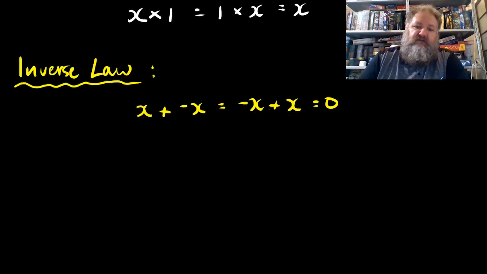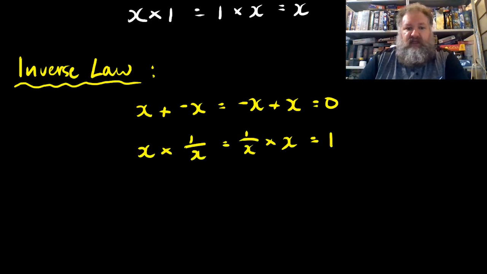That's the inverse law for addition. There's also the inverse law for multiplication. So if I multiply by the inverse, then I'm going to end up at 1. Okay, so 1 over x, what's the inverse? It's just x. So 1 over x times x will leave me with 1.